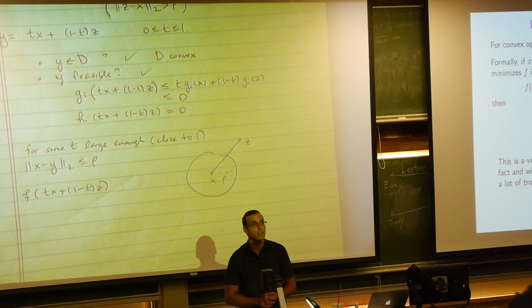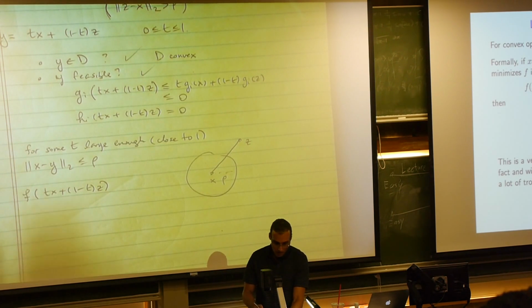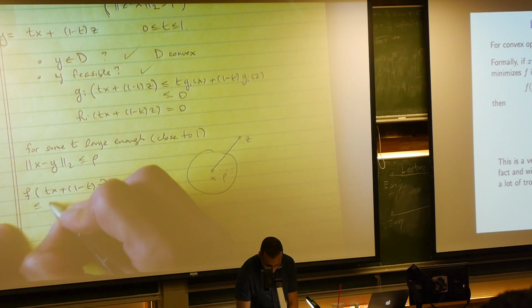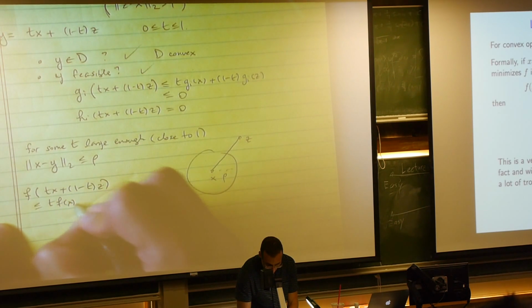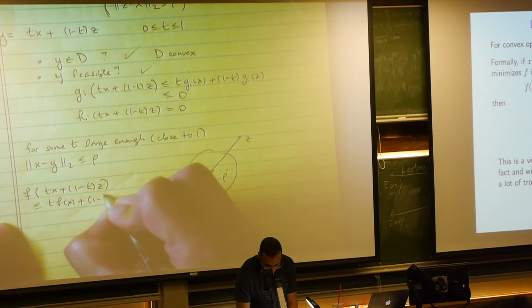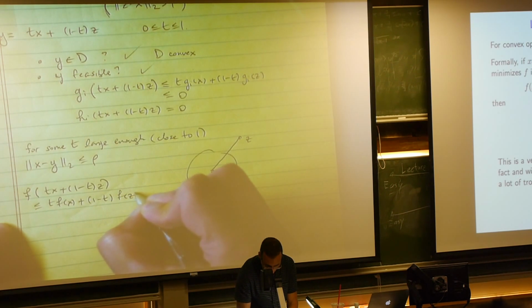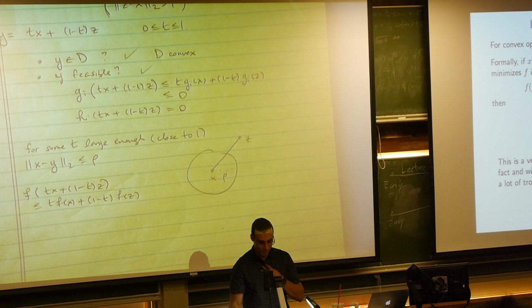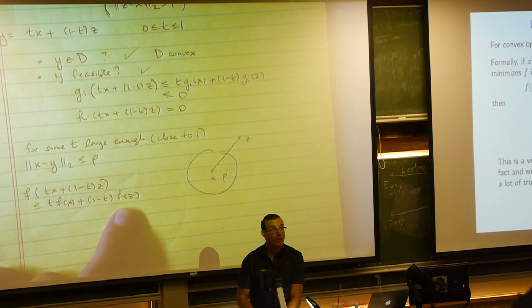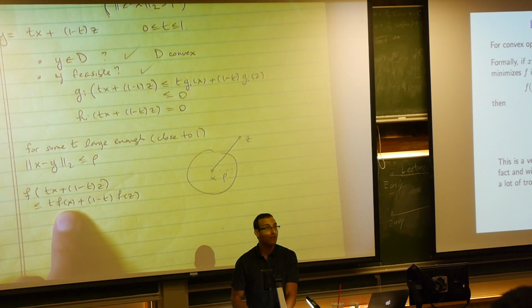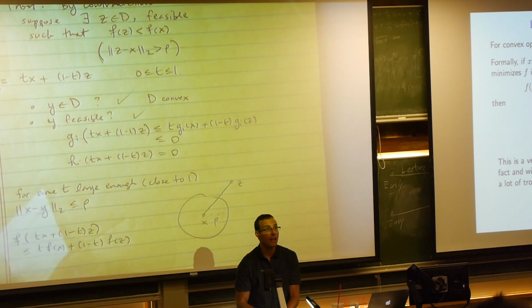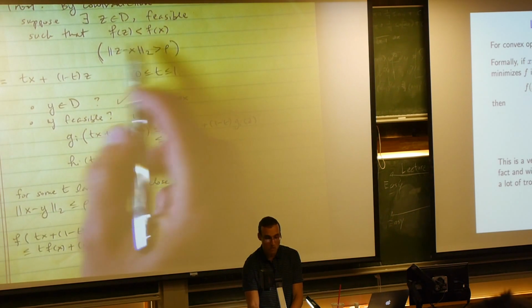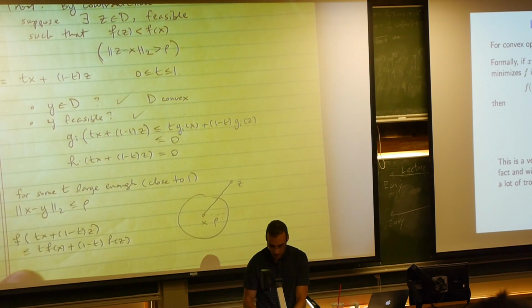f is convex, right? Another thing about convex problems. So we're going to use the property of convexity for f. f of y is less than or equal to t times f of x plus 1 minus t times f of z. What I know is that f of z is strictly less than f of x. That was what we assumed, up here. x was not globally optimal because z was better than it with respect to the criterion.